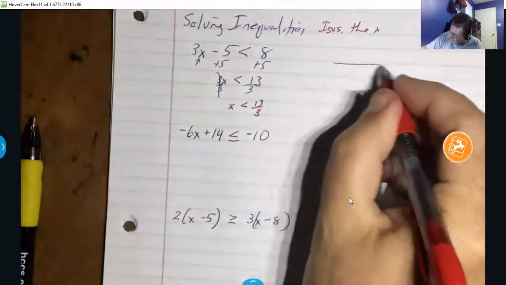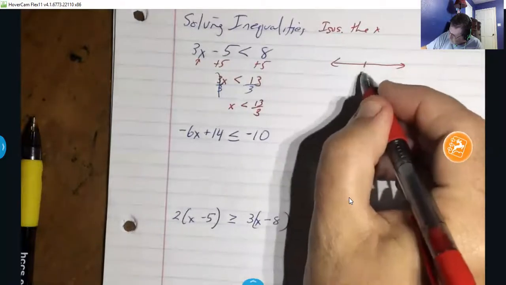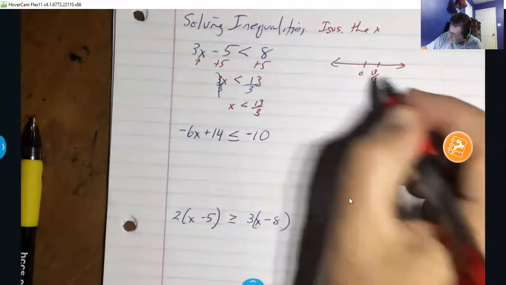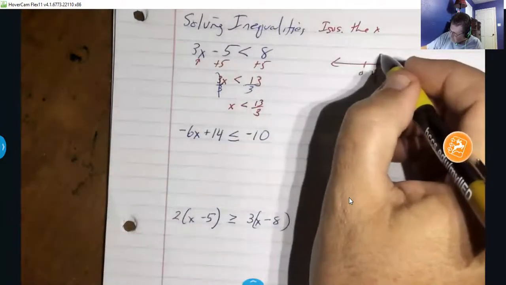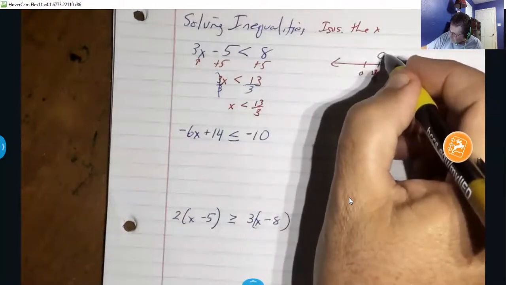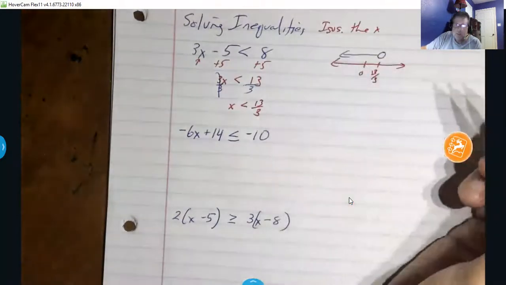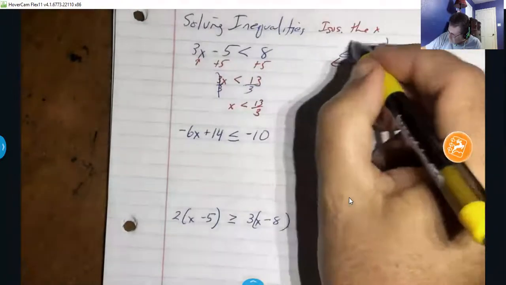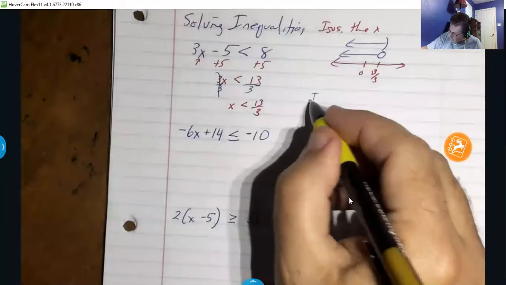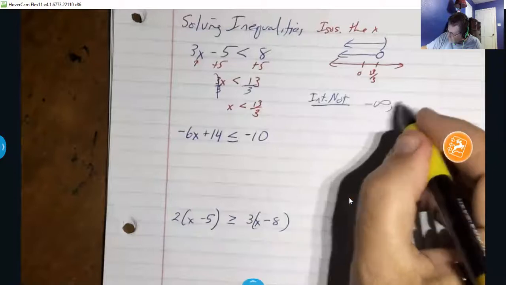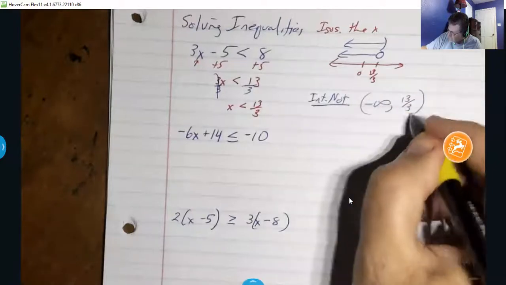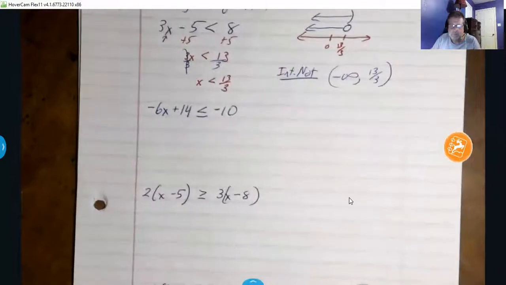I can put that on a number line. Here's 13 over 3. Now, because it's less than, it's got an arrow going. It's going to be from here, and it's less than, so it's going to be open, going this way. I could use the parentheses, open, going that way. And then interval notation, it's going to be negative infinity all the way to 13 over 3, both parentheses. So that's how you would normally solve all of that. So let's look at the next one.